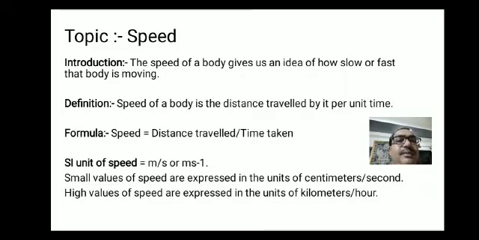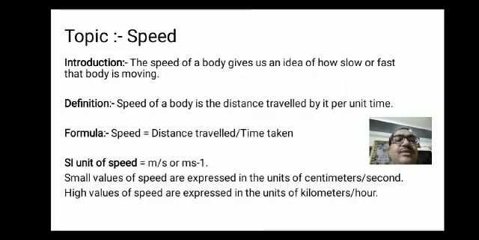Now third point, we will write the formula for speed. The speed is equal to distance traveled per unit time. So how can we write it? Speed is equal to distance traveled per time taken. For covering that much distance, how much time does it take?